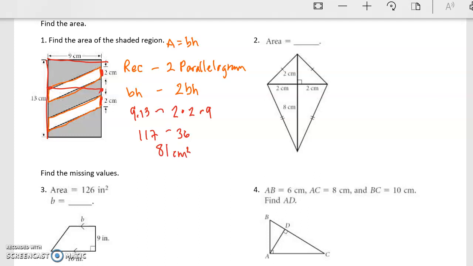For this one here, we have a kite, and the area of a kite is 1/2 d1 times d2. So here's d1. It's 2 centimeters from here to here, and 8 from here to here. So that would be 10. And here is d2. It's 2 centimeters and then an additional 2. So that would be 4. Half of 10 is 5. And 5 times 4 is 20.